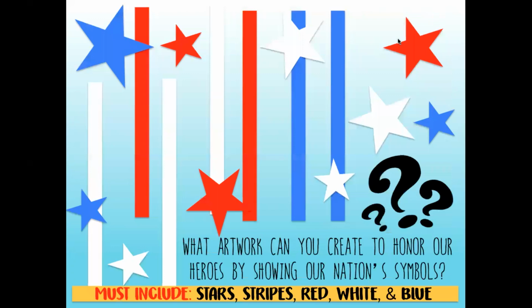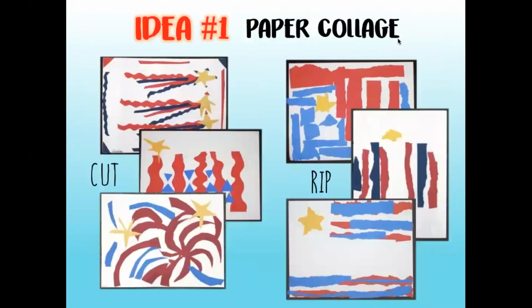So here's your challenge for the week. What artwork can you create to honor our heroes by showing our nation's symbols? Your project must include the following 5 things: stars, stripes, red, white, and blue. How you put these together will be up to you. I'm going to show you multiple different ideas that you could look at and decide what you want to try. But you might come up with a whole different idea all on your own.